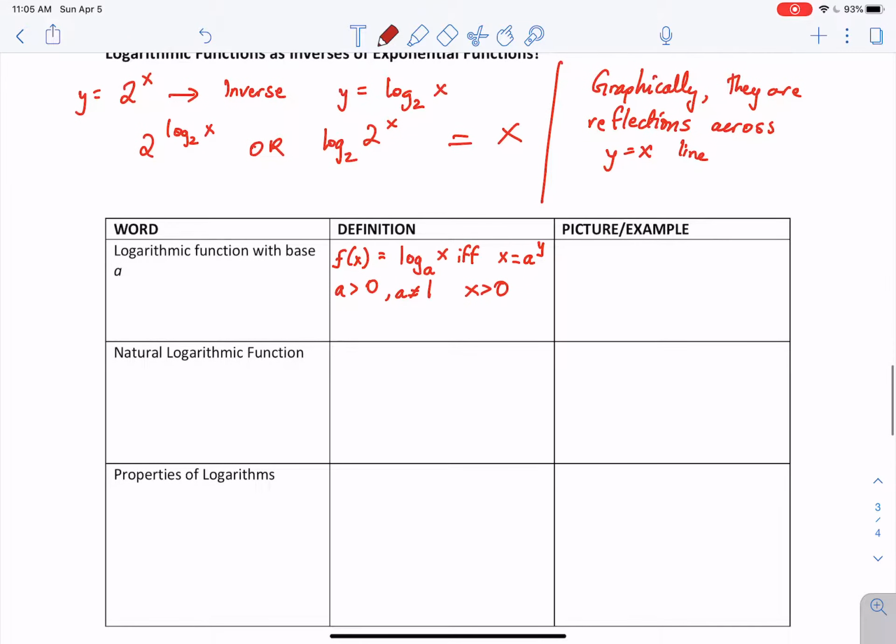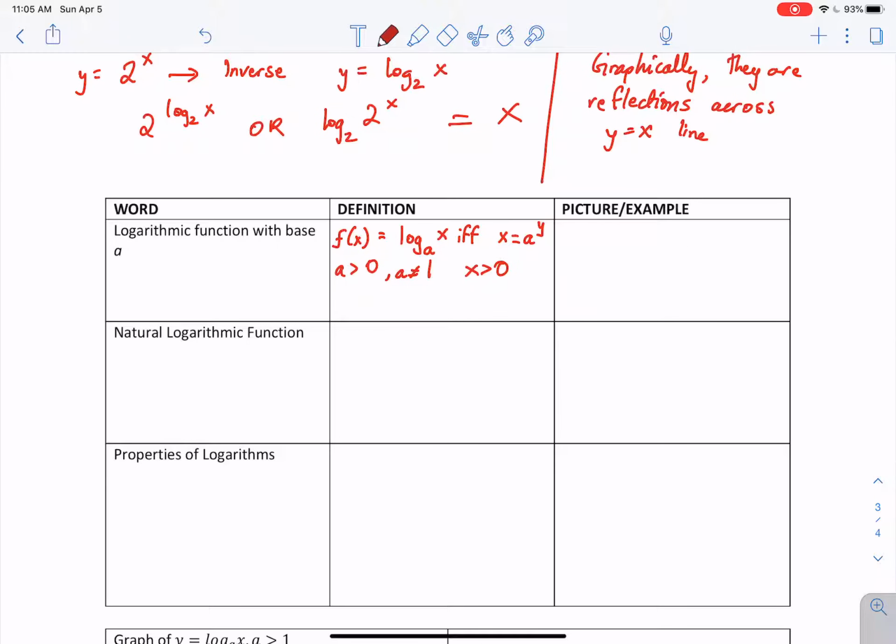The natural log function: when the base is e, and so f of x equals log base e of x, this is written as ln x. We read this as natural log of x.